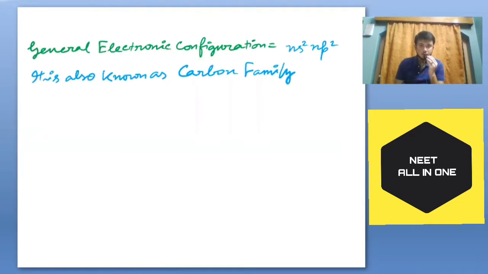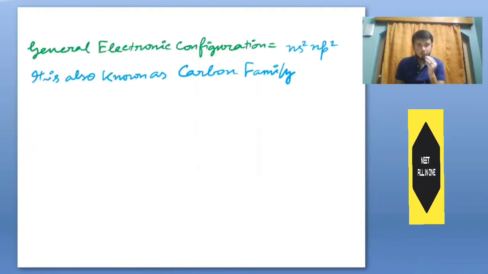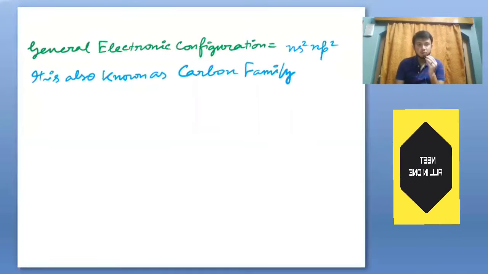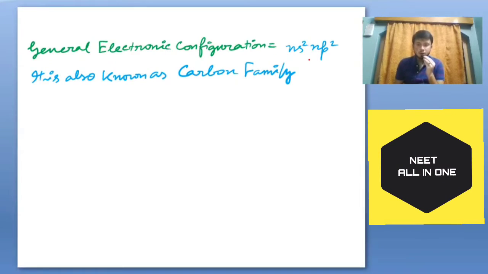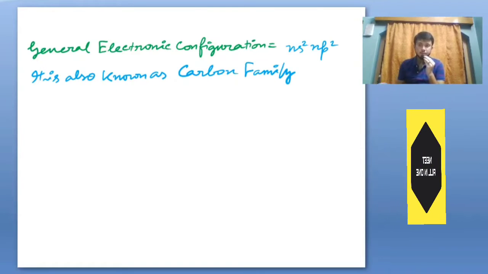So what is the general electronic configuration? That is ns2 np2. It is also known as the carbon family. These are the group 14 elements.